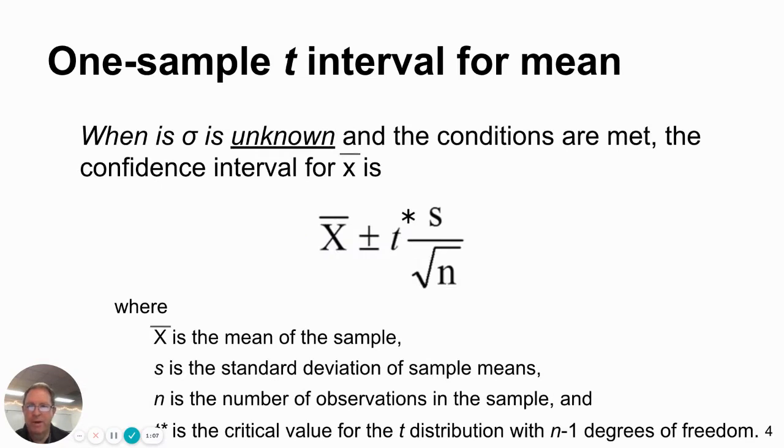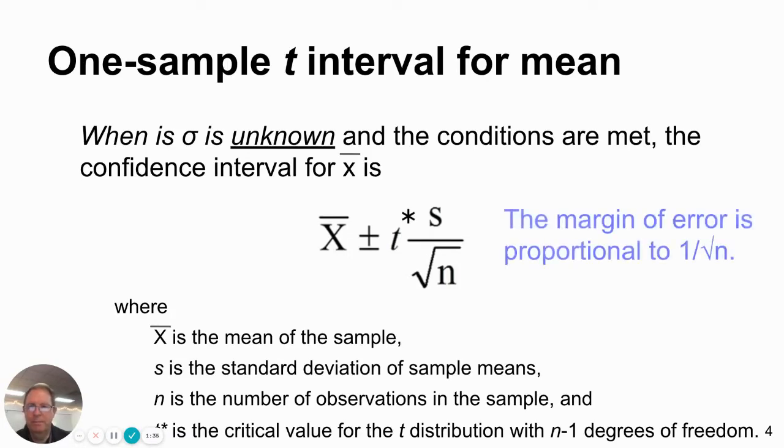When sigma is unknown and the conditions are met, the confidence interval for the mean is given by this equation right here. X bar is our sample mean. S is the sample standard deviation. N is the number of observations in the sample. And T star is the critical value for the T distribution with n-1 degrees of freedom. And I'll have to explain that. The margin of error is proportional to 1 over the square root of n.